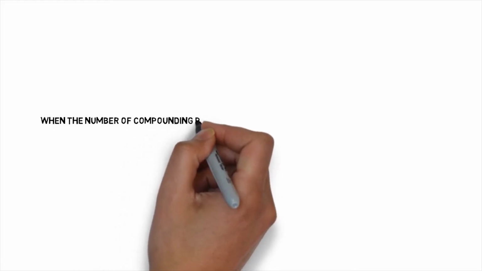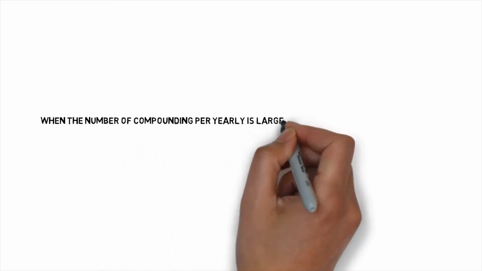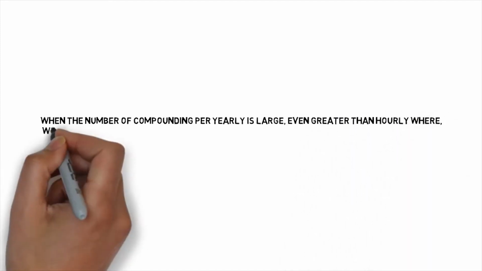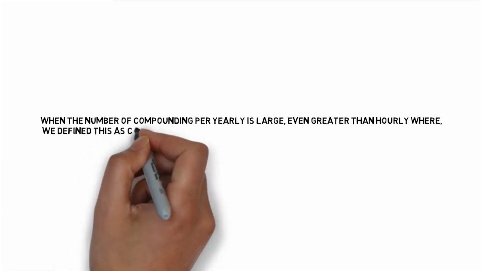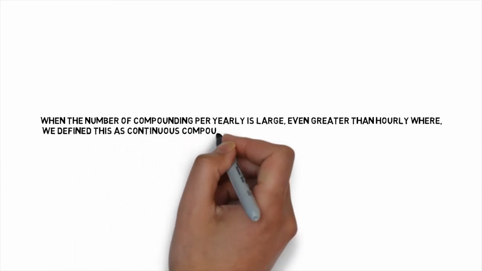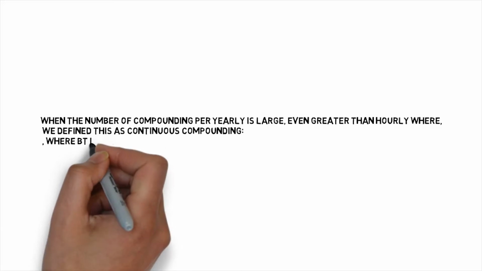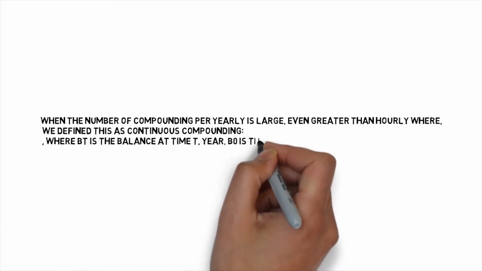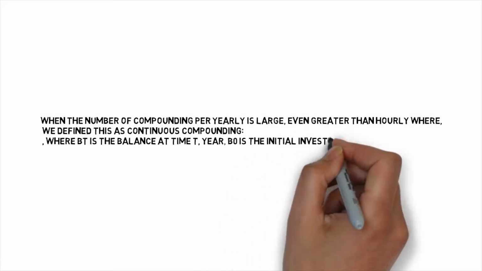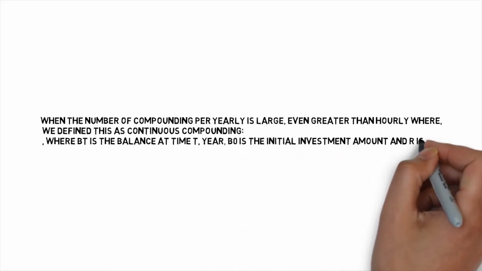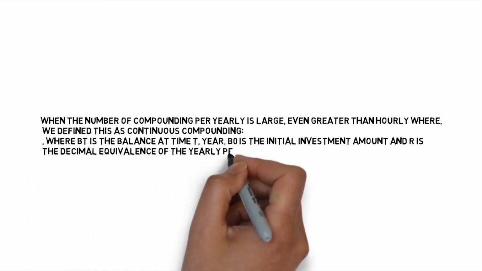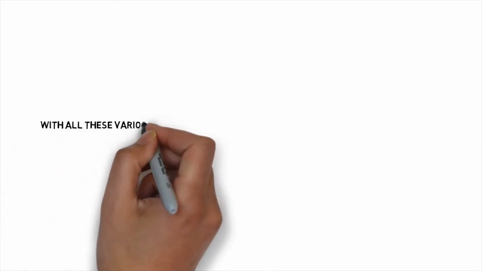Continuous compounding. When the number of compounding per year is large, even greater than hourly, where 365 times 24 is equal to 8,760, we define this as continuous compounding. B_T equals B naught times e to the power of rt, where B_T is the balance at time T, year, B naught is the initial investment amount, and r is the decimal equivalent of the yearly percent rate.